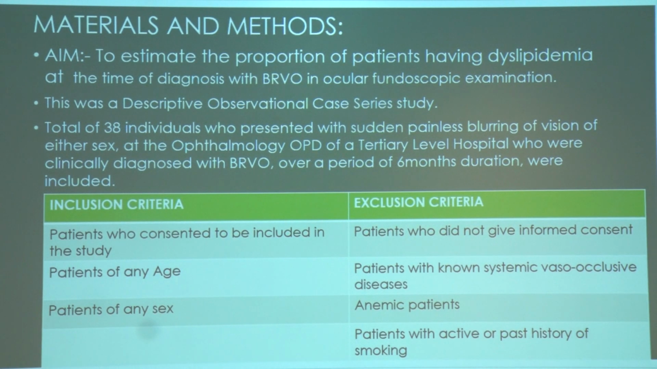Our aim was to estimate the proportion of patients having dyslipidemia who were diagnosed with BRVO on ocular fundus examination. It is a descriptive observational case series study where a total of 38 individuals who turned up at our outpatient department in ophthalmology during a period of 6 years were taken up for the study, and the inclusion and exclusion criteria are given here.